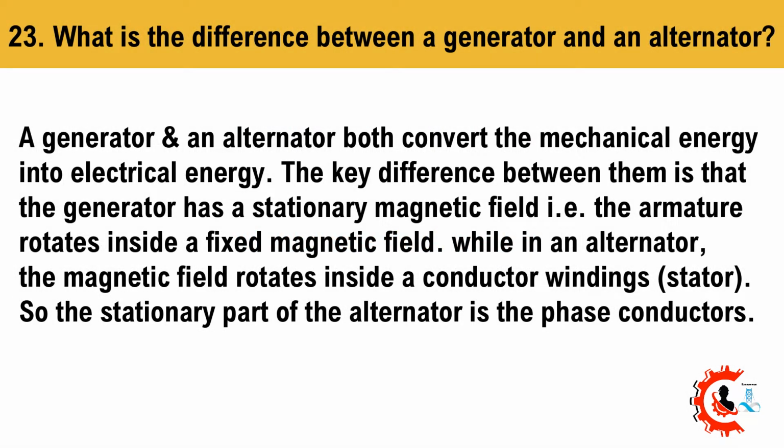23. What is the difference between a generator and an alternator? A generator and an alternator both convert the mechanical energy into electrical energy. The key difference between them is that the generator has a stationary magnetic field. The armature rotates inside a fixed magnetic field. While in an alternator, the magnetic field rotates inside a conductor winding's stator. So the stationary part of the alternator is the phase conductors.